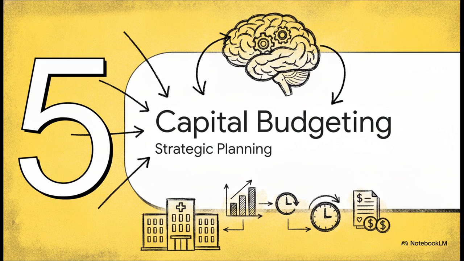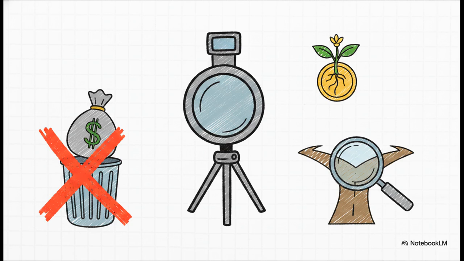Which brings us to our final act, Section 5, the capital budgeting process. This is where the magic happens, where we bring the financial vitals and the time value metrics together to inform the organization's overarching strategic plan.